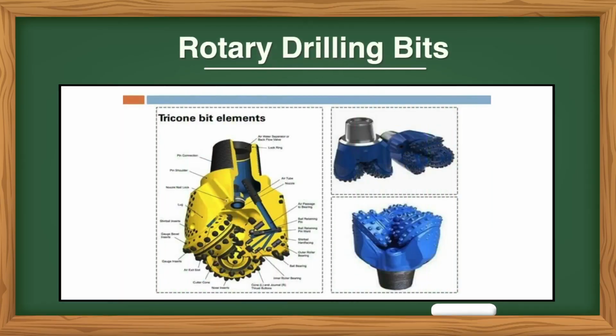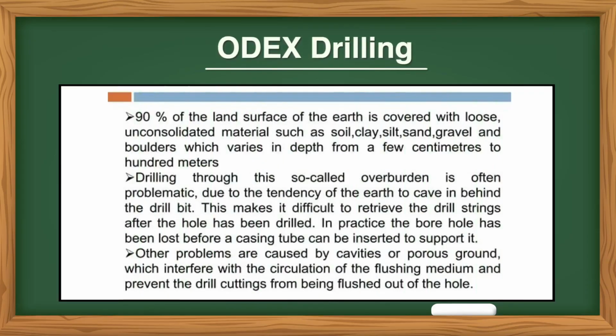You can see on the figure, this is a rotary drilling bit, tricone types of bits basically used for rotary drilling in the case of exploratory drilling. Odex drilling. 90% of the land surface of the earth is covered with loose unconsolidated material such as soil, clay, silt, sand, gravel and boulders, which vary in depth from a few centimeters to 100 meters.